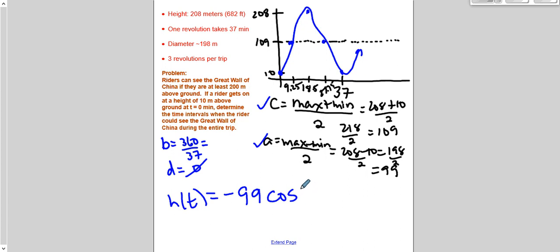My period is 360 over 37t. And then my sinusoidal axis is 109. There we go. Oh, wow.